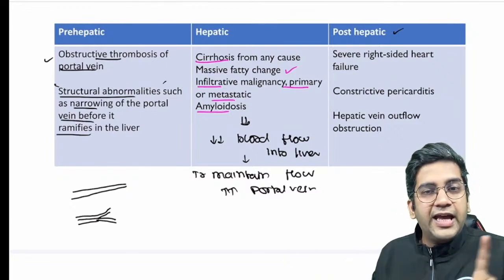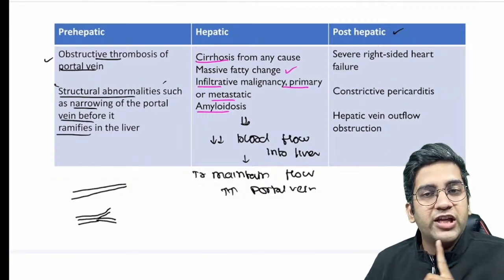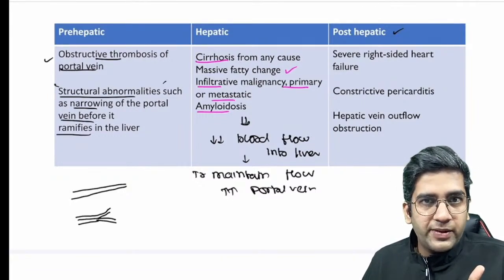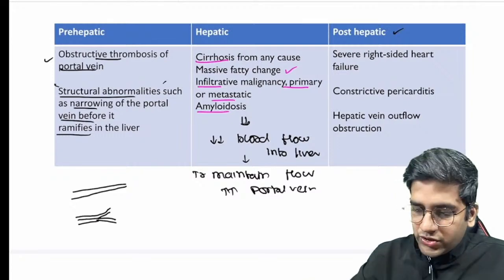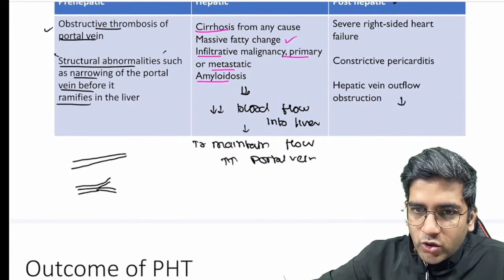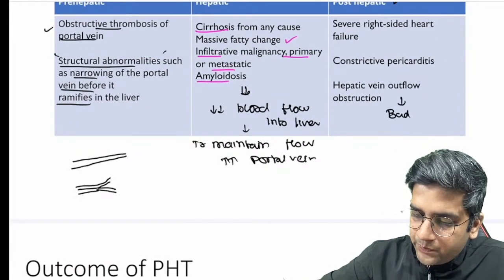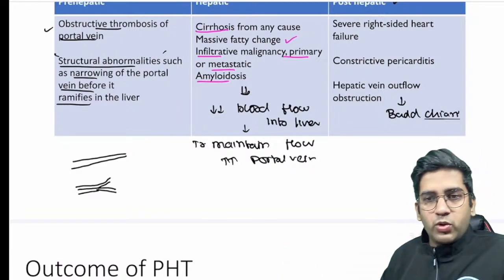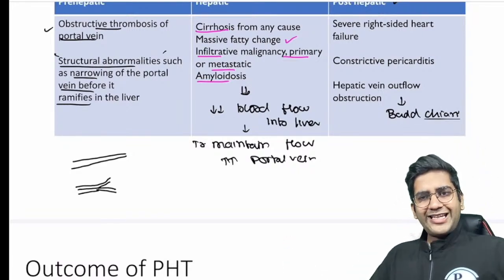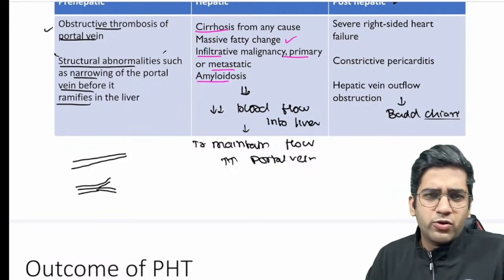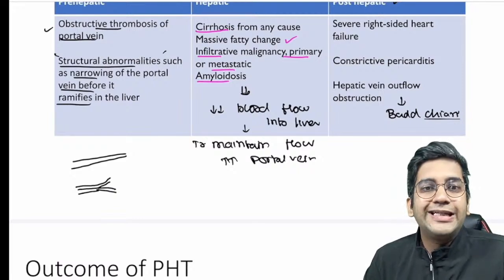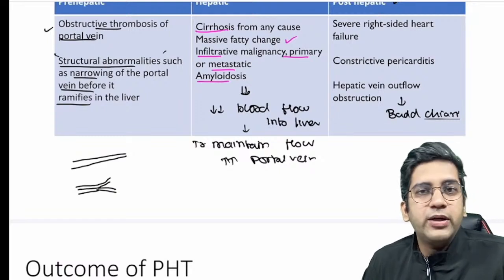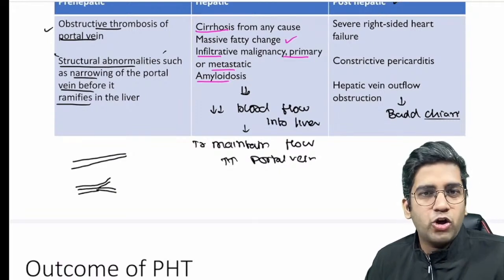Posthepatic, we know anything which causes a chronic venous condition, something like right-sided cardiac failure, constrictive pericarditis, or a hepatic vein thrombosis, right? It could be a hepatic vein thrombosis. We can call it Budd-Chiari syndrome. Okay, so Budd-Chiari syndrome also will result in portal hypertension. Fatty liver, as such, if it's not progressing, it's not a problem. Here, when it's so huge and obstructing the vein flow, it can result in portal hypertension. Again, not a common cause.